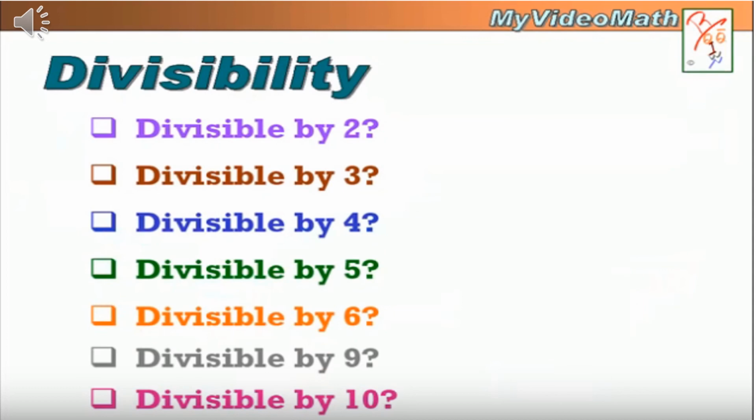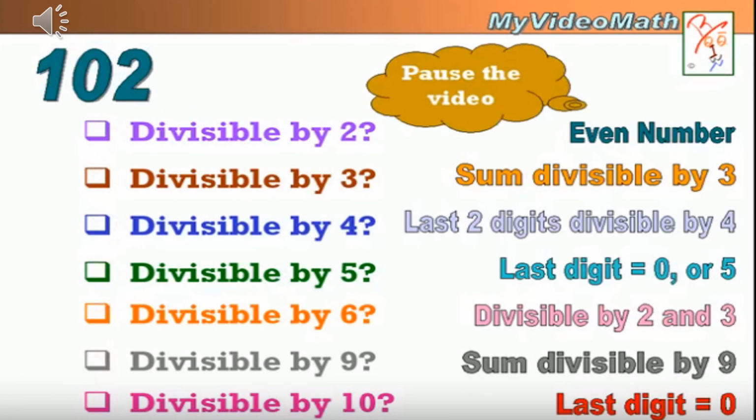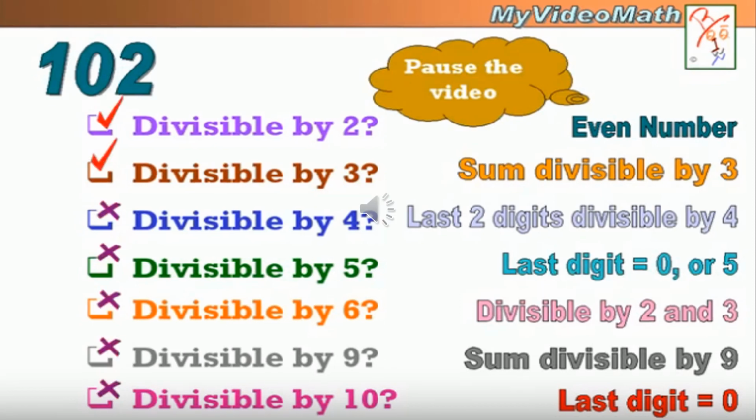Let's review. In your own words, tell me the definition of each divisibility rule. You can pause the video to do the activity. Did you get them correct? Let's do the following exercise. Identify which divisibility rules are applied to the number 102. You can pause the video to work on it. Did you get it correct? Did you identify all the divisibility rules for 102?